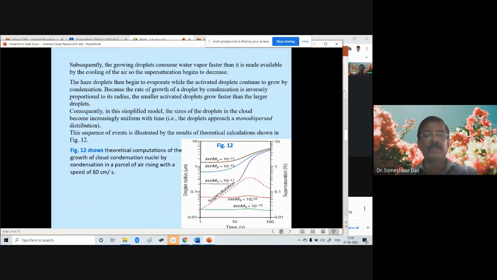Okay, so what it shows is the theoretical computation of the growth of the cloud condensation nuclei by condensation in a parcel of air rising with a speed of 60 centimeters per second. Okay, the parcel is rising at a speed of 60 centimeters per second. All right.